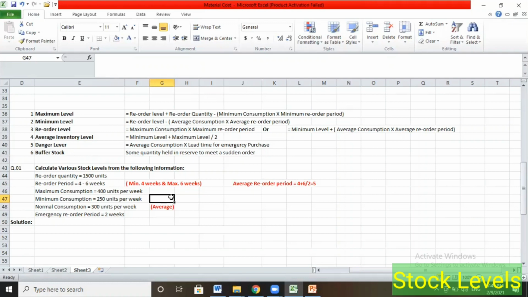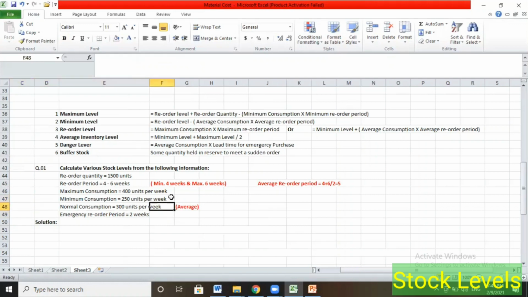Then emergency reorder period. Suppose in case I mentioned over here that this is normal consumption, also called average consumption. So in case of emergency, the reorder period is 2 weeks. अगर emergency रहा तो हम लोग बहुत कुछ जुगाड़ लगा के फास्ट में 2 हफ्ते में मटेरियल मंगा सकते हैं. This is the given information.